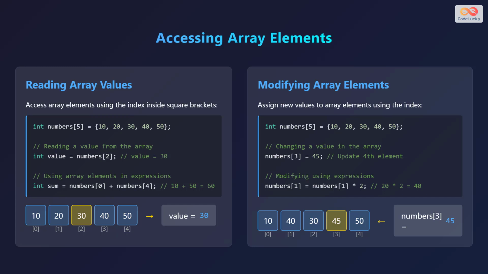To modify an array element, use the array name followed by the index of the element you want to modify, enclosed in square brackets. Then, use the assignment operator to assign the new value to that element. For example, to change the value at index 3 of the array numbers to 45, you would use numbers at index 3 equals 45. You can also modify array elements using expressions. For example, you can multiply the value at index 1 of the array numbers by 2 and assign the result back to numbers at index 1.